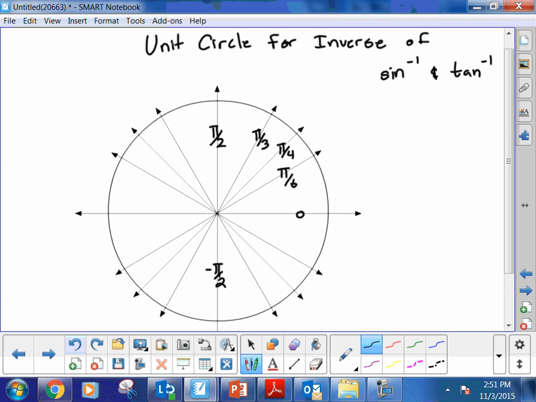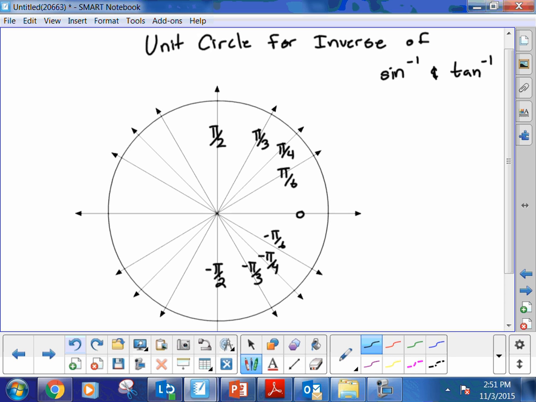And then in order to express it correctly, we're going to go ahead and put in the other trig functions right over here. This is going to be negative pi over 6, negative pi over 4, and negative pi over 3. And this is lovely because now I have a unit circle just dedicated to the inverse trig function of sine and tangent.